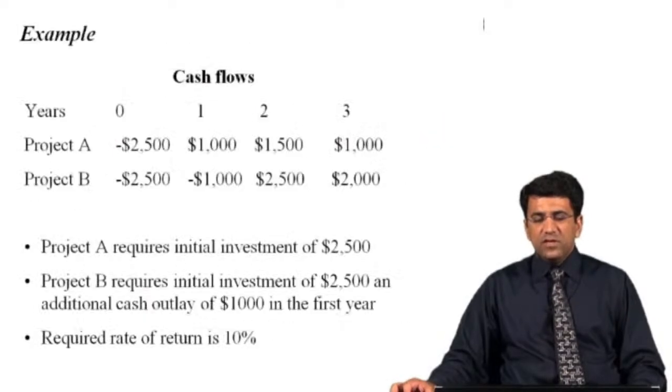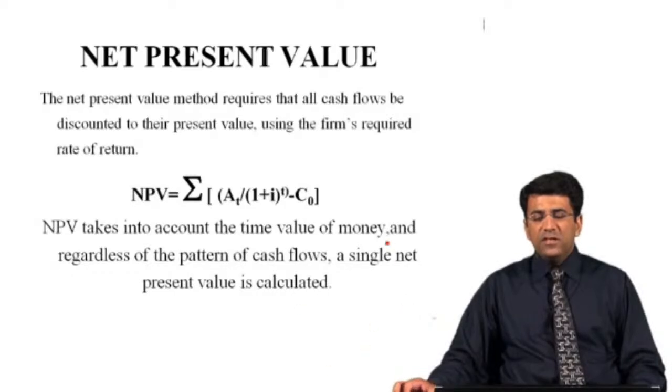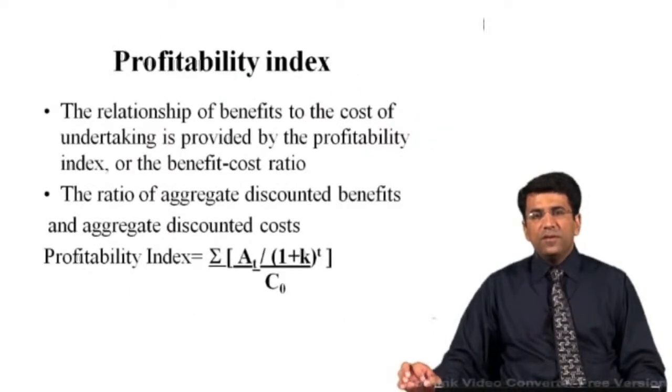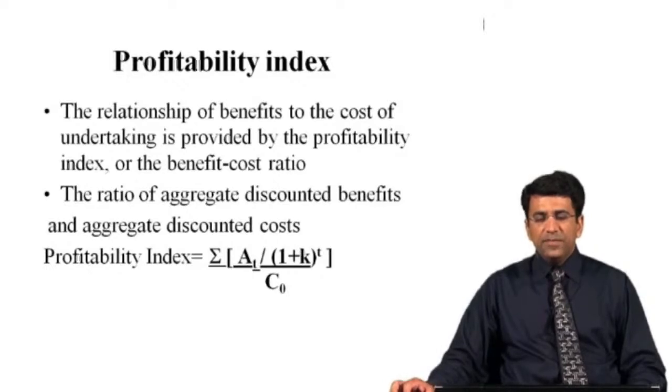In the net present value, you can see the formula. What we do is find the aggregated discounted benefits and aggregated discounted cost, and then we find the difference of these two values. But in the benefit cost ratio formula, we find the ratio of these two values, that is, the ratio of the aggregated discounted benefits and aggregated discounted cost. Aggregated discounted cost means the discounted value of the initial investment or any other cash outflow you may have during the lifetime of the project. So this is the formula for the profitability index.